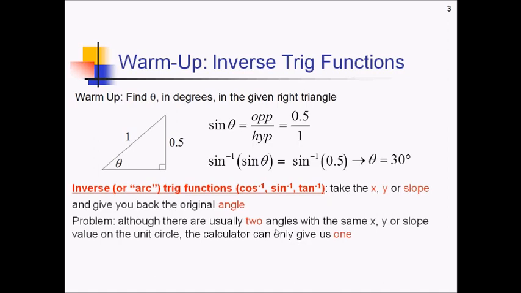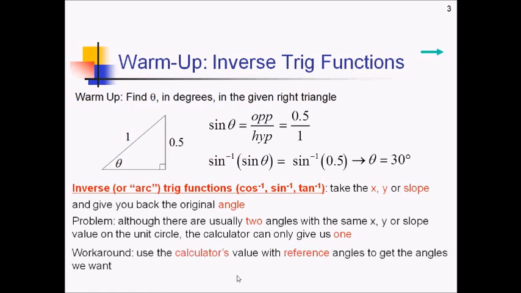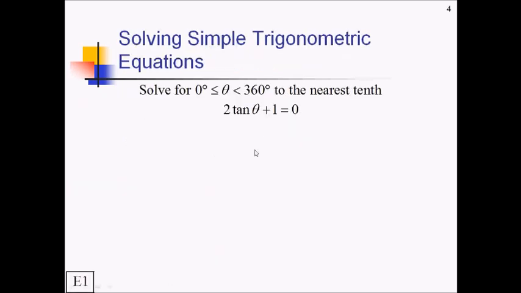Now that's not an issue if you're just finding angles in right triangles because you're limited between 0 and 90 degrees. You're in the first quadrant. But if you start involving quadrants 2, 3, and 4, this is an issue. You're not going to be able to find all the angles just by using the calculator. So as a workaround, what we'll be doing today, we're going to use the calculator's value along with reference angles to get the angles that we want. Let's start doing that. Now that we have a basic idea of what's going on, let's do a full example to see how it all plays out.